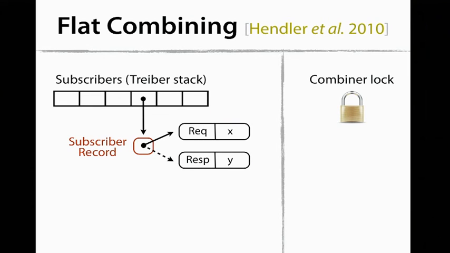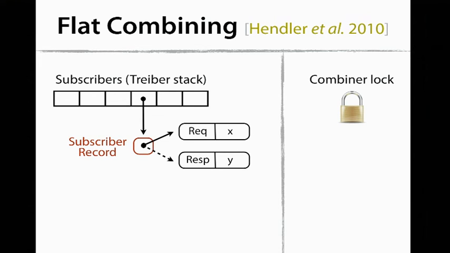So I'm just going to give you a very high-level picture of the algorithm. Basically, the representation has two parts. We have this combiner lock that I mentioned before, and then we have a list of subscribing threads. So the idea is, when a thread wants to use this algorithm, the first time it does so, it'll add itself to the list of subscribers. Excuse me, the stack of subscribers.